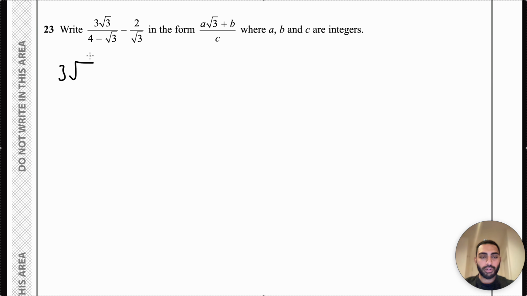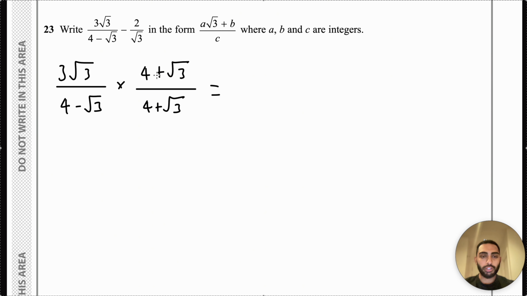So we're going to first rewrite this fraction, 3 root 3 over 4 minus root 3. And because it's 4 minus root 3 on the bottom, to rationalize it, I need to multiply by the opposite of that, so 4 plus root 3. And I'm multiplying by 4 plus root 3 on the top and 4 plus root 3 on the bottom. So first, let's multiply out our numerators.